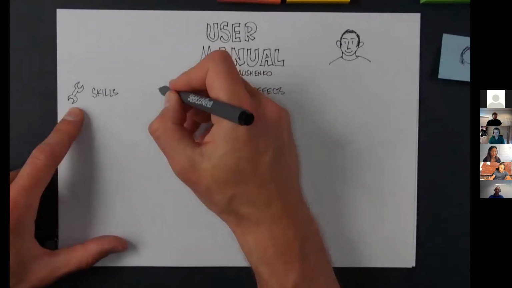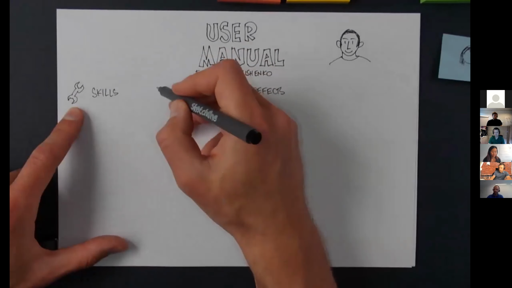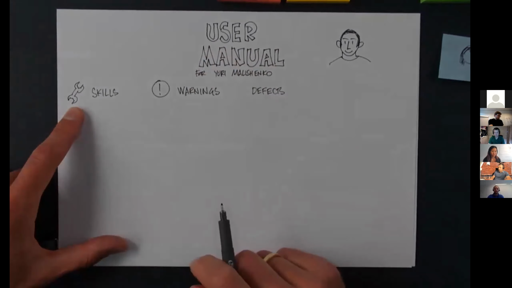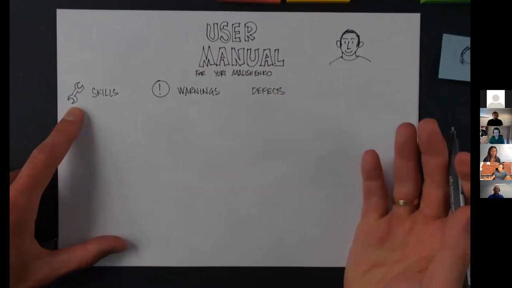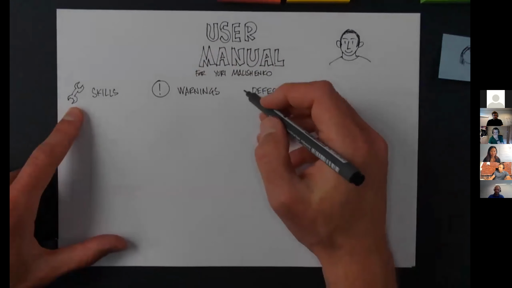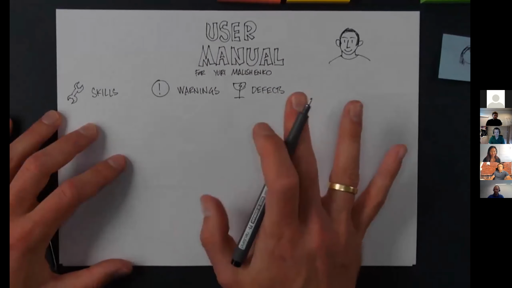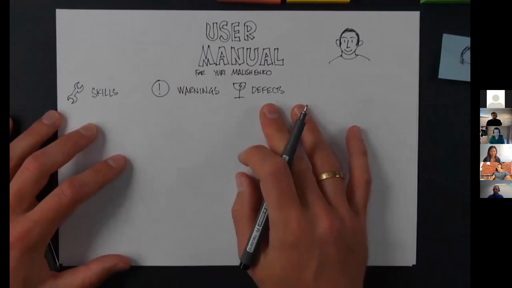For warnings, we could use, for example, a simple icon as an exclamation mark inside of a circle. And for defects, I don't know, maybe a broken glass, like a martini glass with a crack in it. I don't know if it's a good icon or not. I'm totally winging it now. But you can choose whatever you feel works better for you.